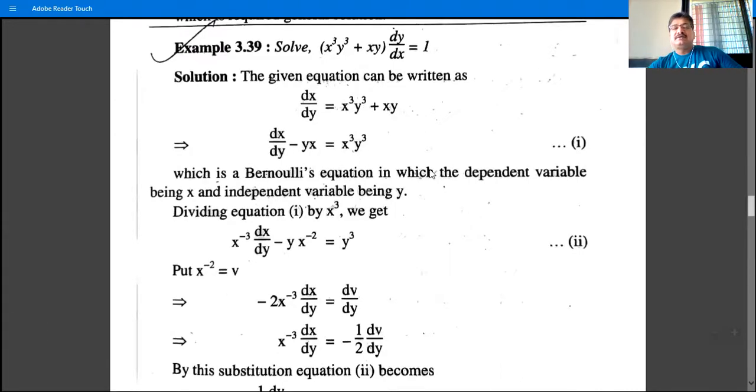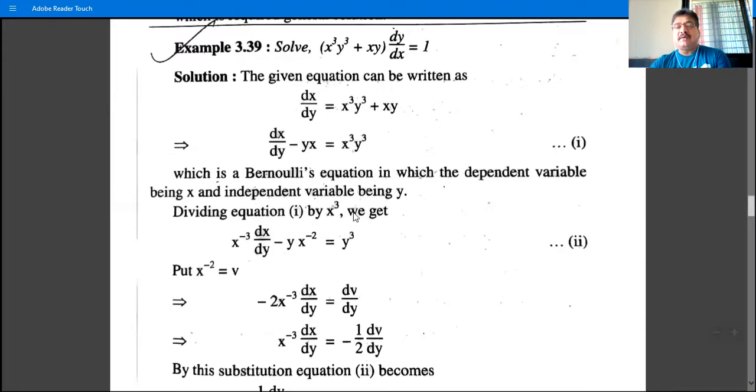And this is the Bernoulli's differential equation, where the dependent variable is x and the independent variable is y. That is, this is in the form dx by dy plus pyx is equal to qy x raised to n. So this is another form of the Bernoulli differential equation. Write that form: dx by dy plus pyx is equal to qy x raised to n. So now x raised to n means x raised to 3 is the factor.